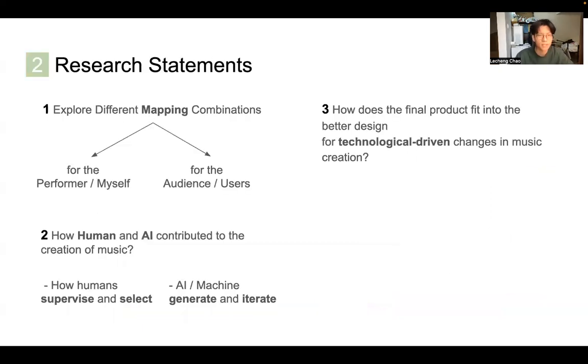My research statement first is to explore different mapping combinations in my design of the instruments. It could be aligned for my own performance, or it could be aligned for the audience or users. Also, I want to discuss how humans and AI all contribute to the creation of music, about how humans maybe supervise and select what AI creates and generates in iterations. And also, I want to discuss how the final product fits into better designing for technology-driven changes in musical creation. And for these questions, I also want to dig into the case studies.